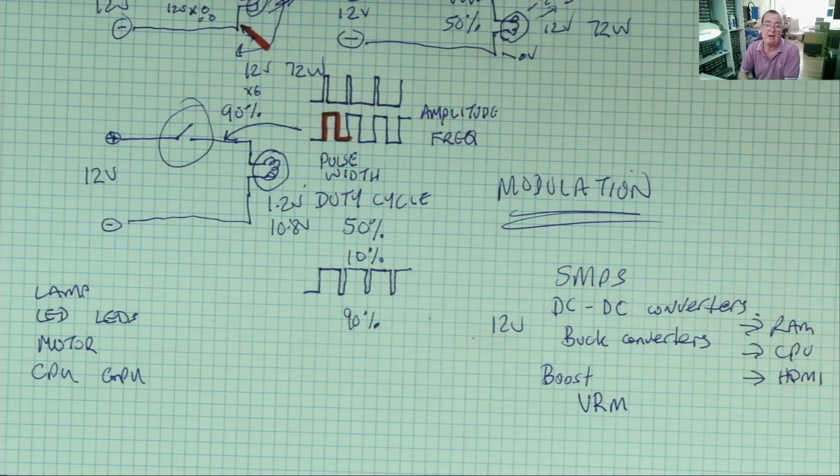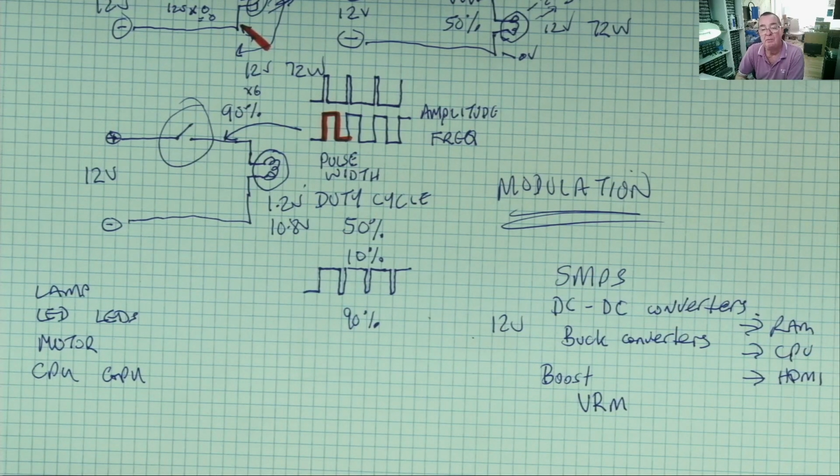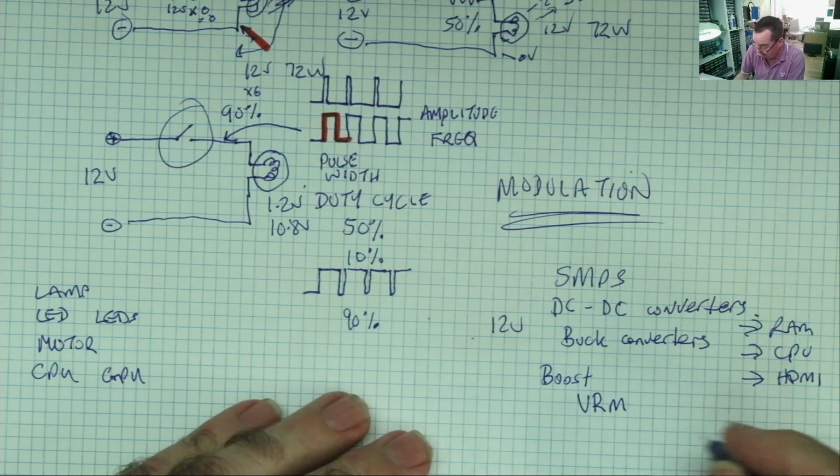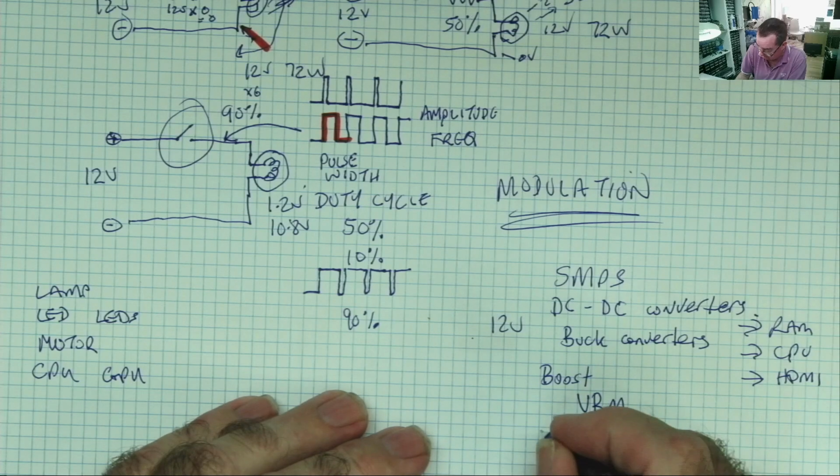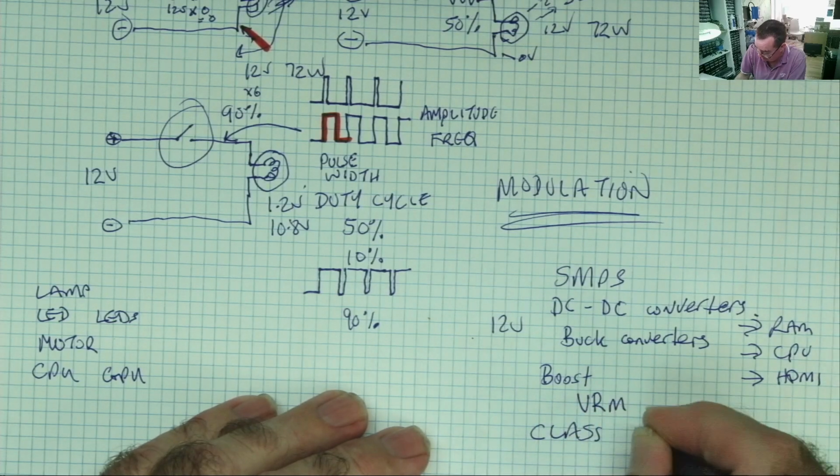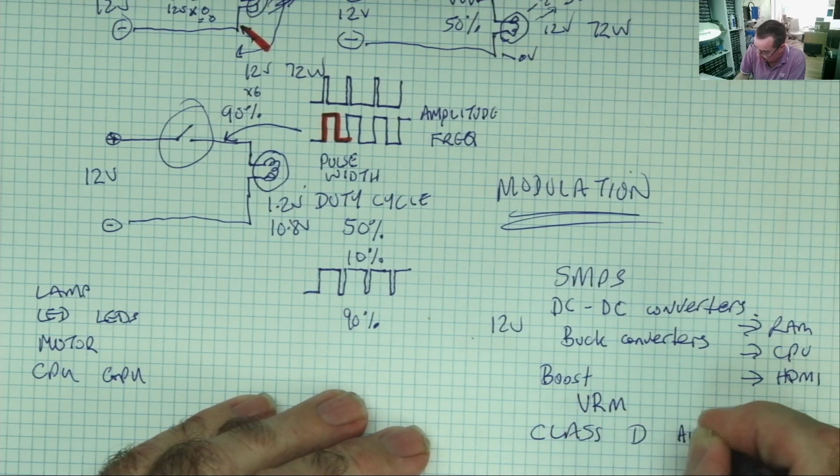So this is where we find PWM used, but there's another main application as well, and there will be no doubt other more esoteric ones, but the other one is class D amplifiers.